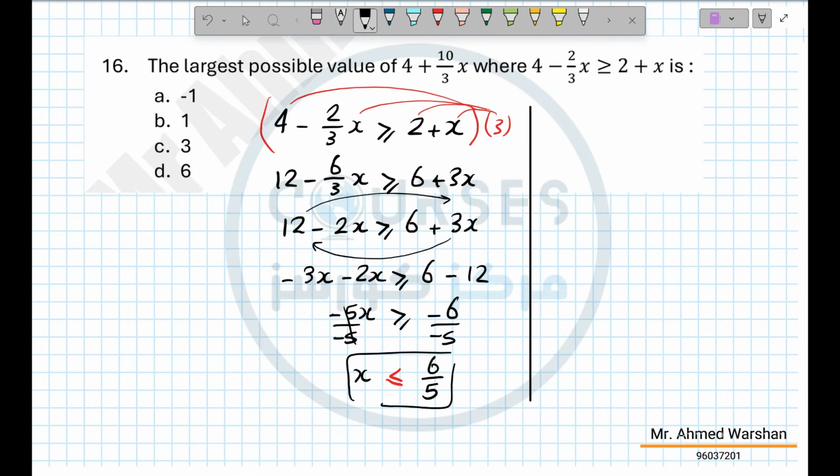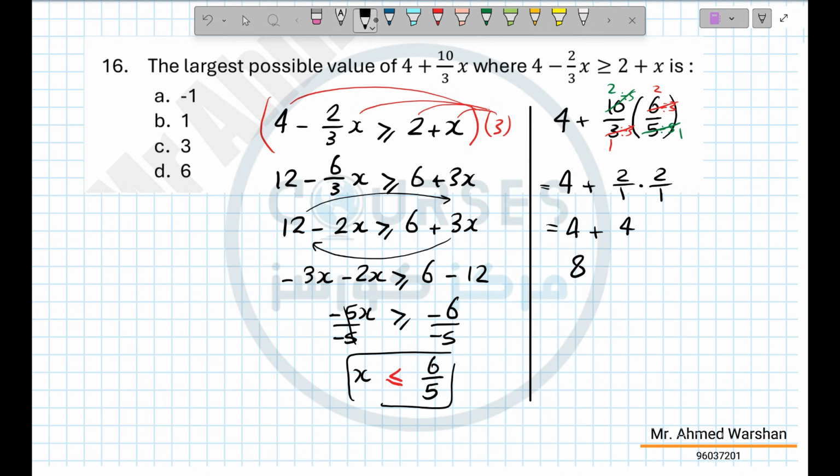So 4 plus 10 over 3 times 6 over 5. We can simplify this. Divided by 3, that's 2. Divided by 3, that's 1. Same for the 5. Divided by 5, that's 1. Divided by 5, that's 2. So we end up with 4 plus 2 over 1 times 2 over 1. That's 4 plus 2 times 2, which is 4, which is equal to 8.